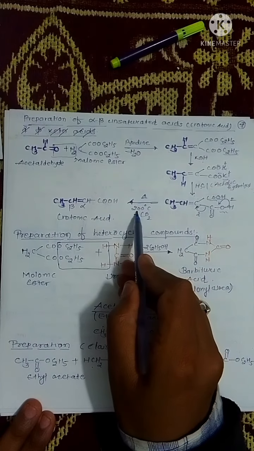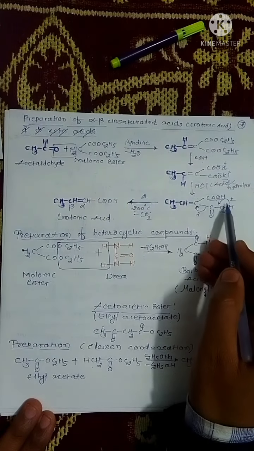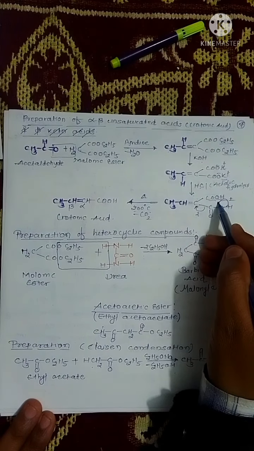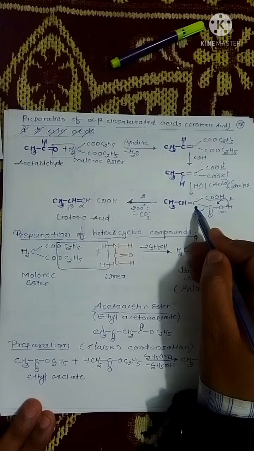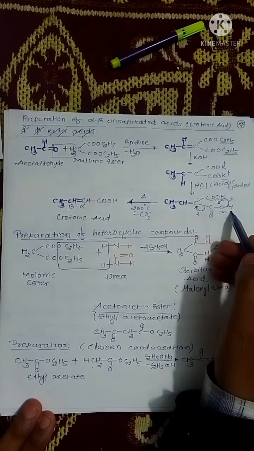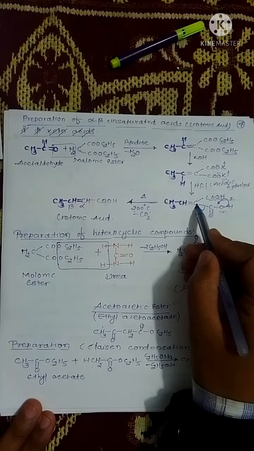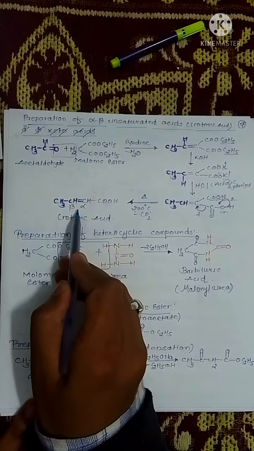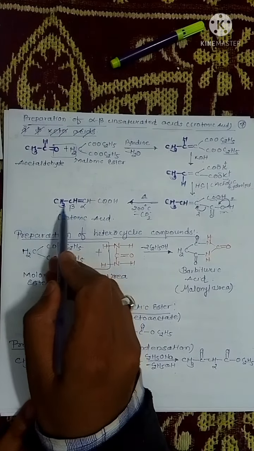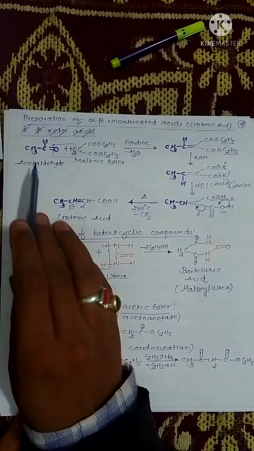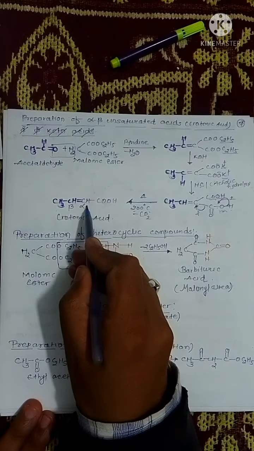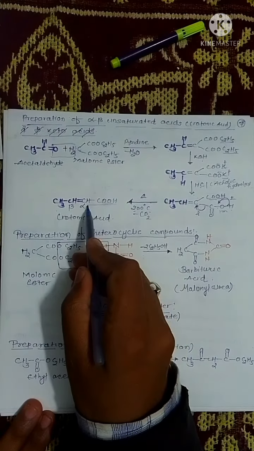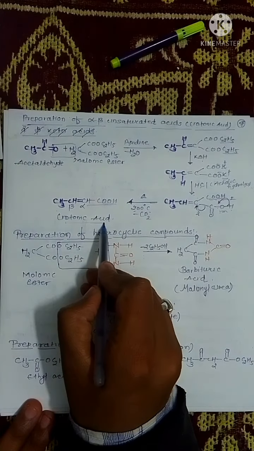When this molecule is heated at about 200 degrees centigrade, decarboxylation of any one carboxylic group takes place like this, and this carbon gets a proton or hydrogen atom from here. So we come up with this type of structure. Just see here, in this structure CH3CH is the part of your acetaldehyde and this CHCOOH is the part of your malonic ester. What is the name of this compound? It is known as crotonic acid.